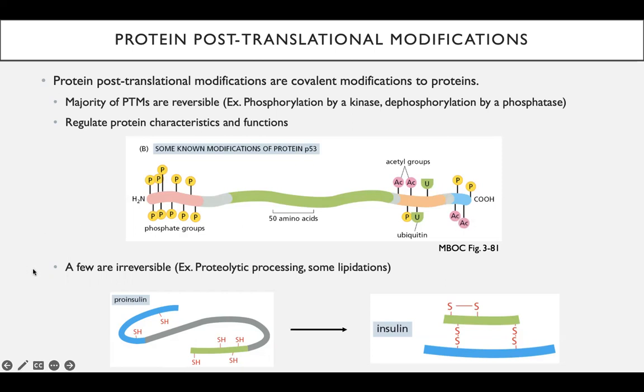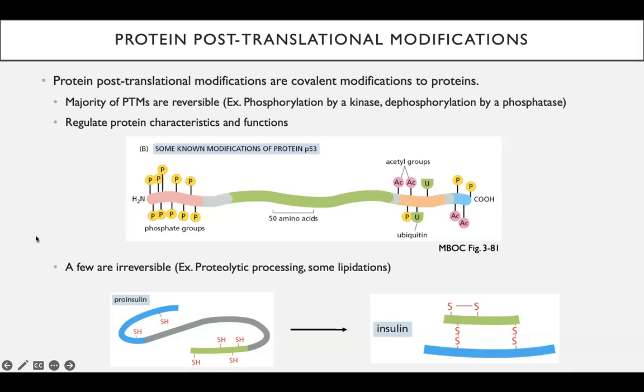However, there are some protein post-translational modifications that are irreversible. A common example to think about is proteolytic processing, and that's just shown with this example of insulin formation, going from the proinsulin form to its more final mature form after proteolytic processing and disulfide bond formation.